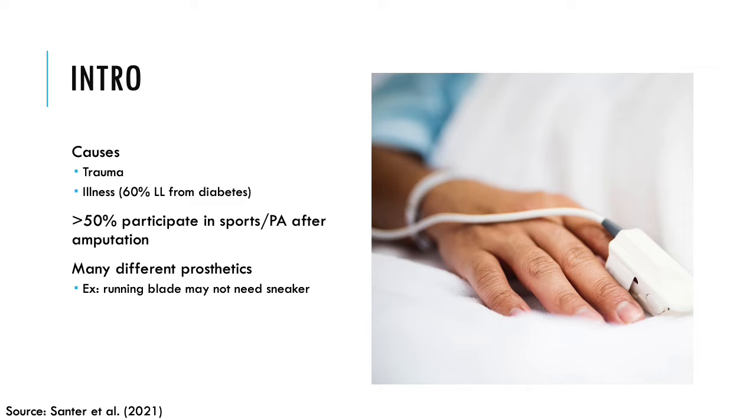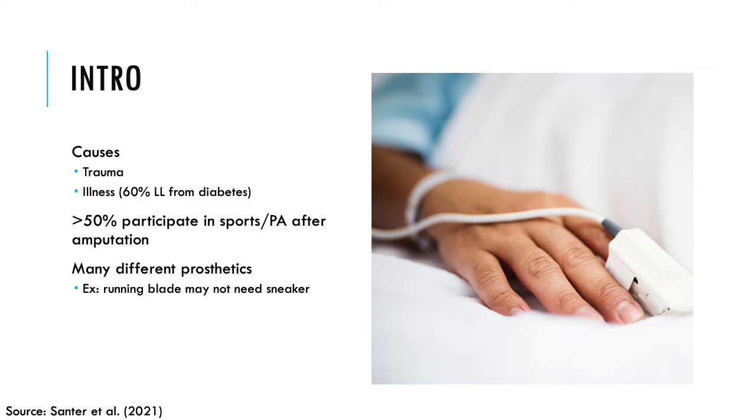There are two main causes of getting an amputation. The first one is going to be trauma, of course, such as a car accident. And the second one is going to be illnesses, such as diabetes. And interestingly, 60% of all lower limb amputations are from diabetes. And there also are some congenital illnesses which might cause a limb deformity, which might bring on a need for a prosthesis. So that, of course, is something else to consider.